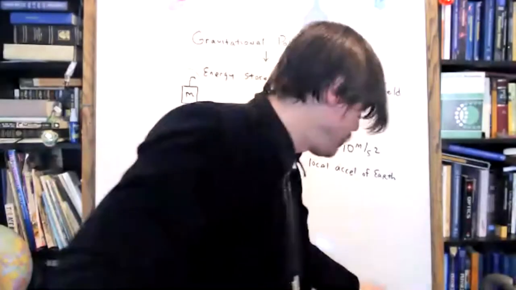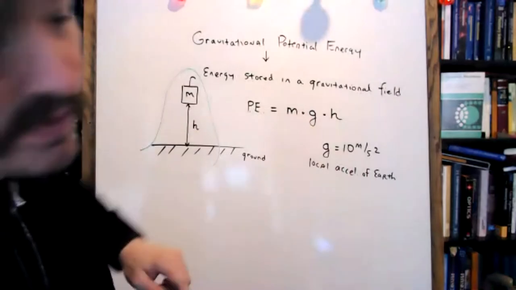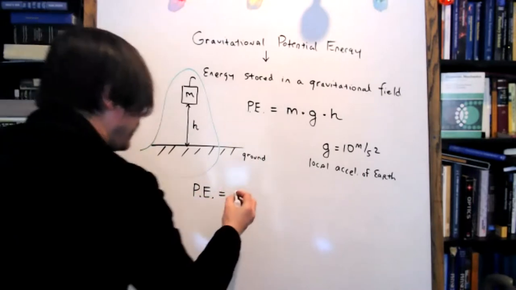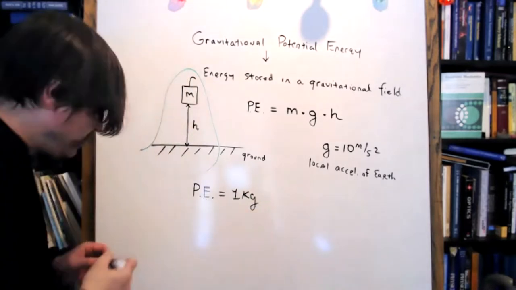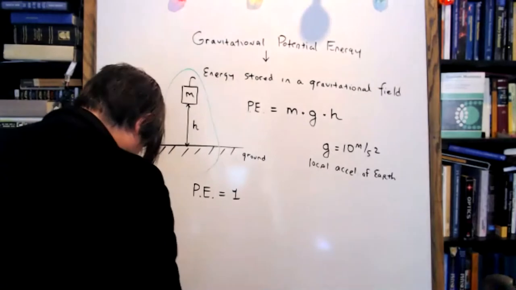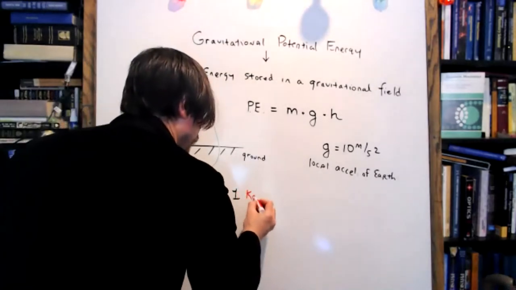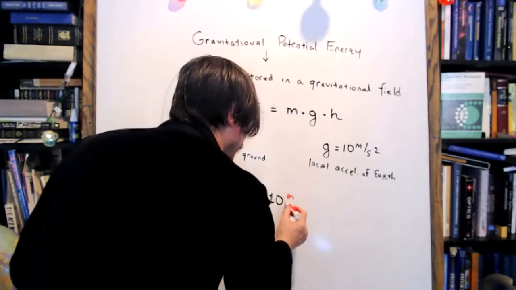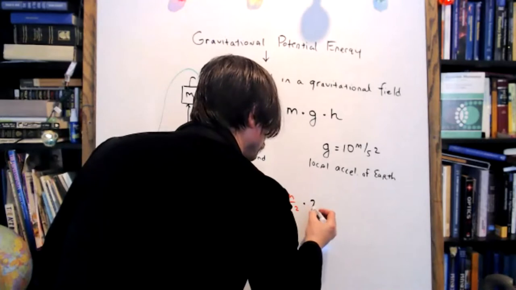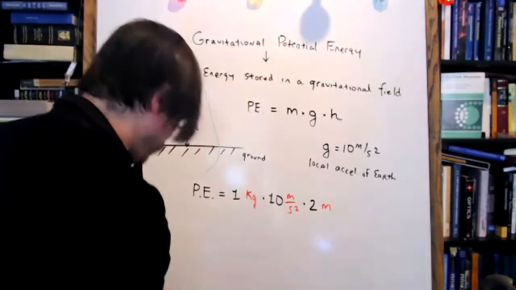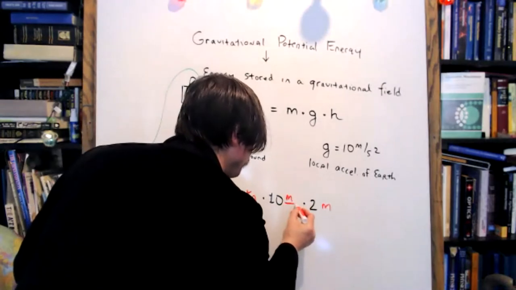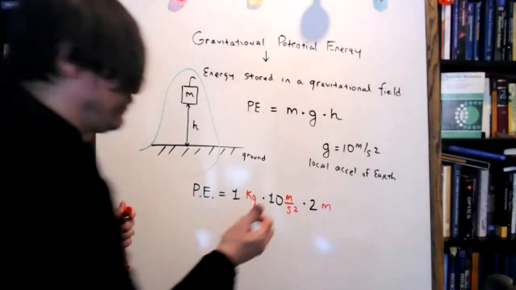So in the example problem, I took a 1 kilogram test mass. I guess you can't really see it because of the glare. That's 1 kilogram. I lifted it up 2 meters and we know big G. So let's find our units of potential energy. Potential energy is the mass, 1 kilogram. I'm going to do the units in a different color so they pop out a bit more. So we have 1 kilogram times 10 meters per second squared times 2 meters. 1 times 10 times 2 gives us 20.